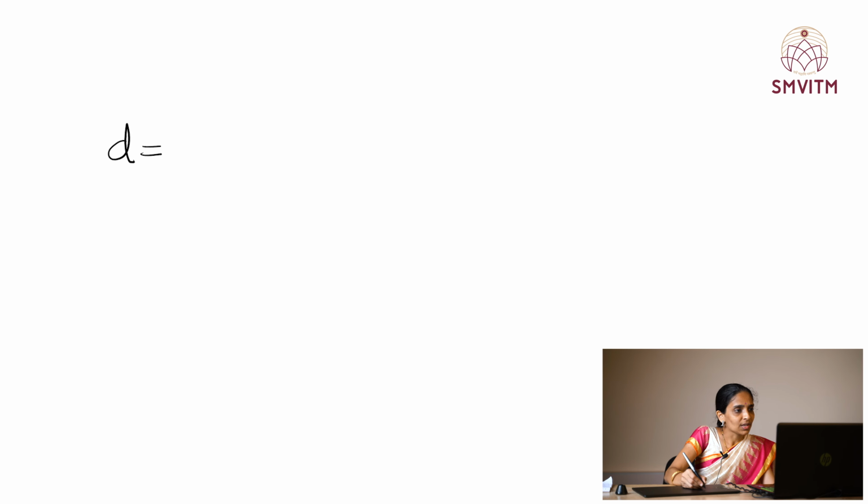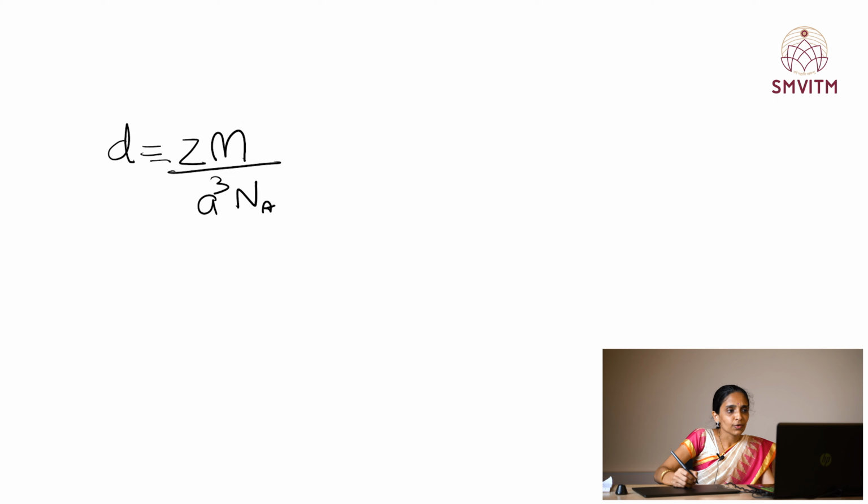The formula for density is D is equal to Z M divided by A cube N A. If you just write the formula, remember, you will not get even a single mark. Formula along with the substitution will give you 1 mark. So you have to write the formula and you have to substitute it properly.